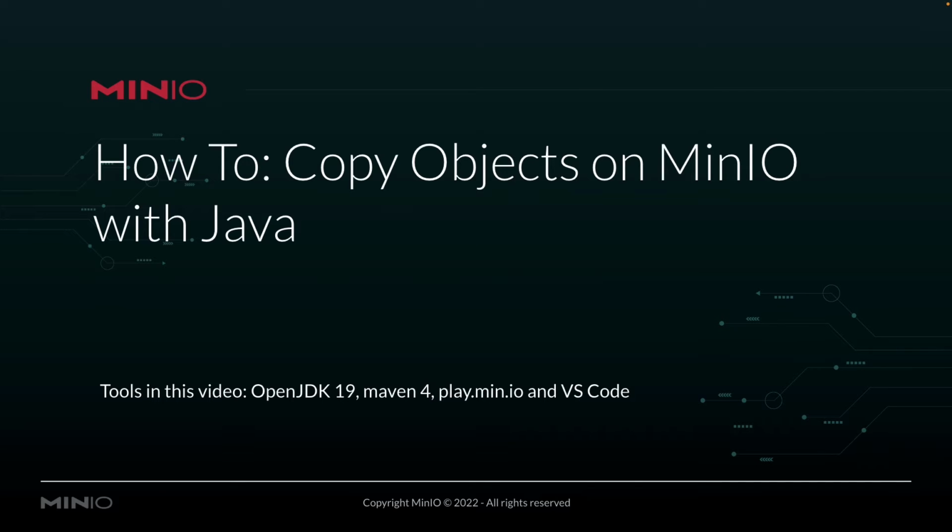And in this video, we're going to be working with OpenJDK 19 and Maven 4 for managing all our dependencies and our builds out of Java. And we're also going to be connecting out to play.min.io, which is our online sandbox where anybody can work with the MinIO platform. Finally, we're going to be working with all of this code out of Visual Studio Code.